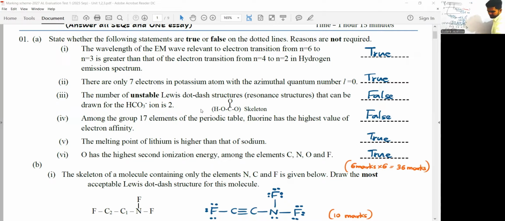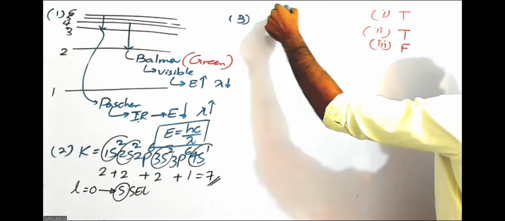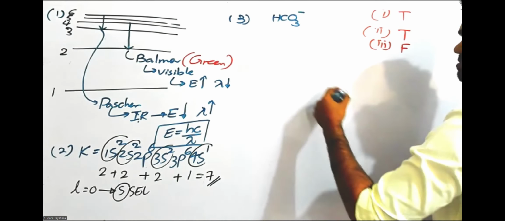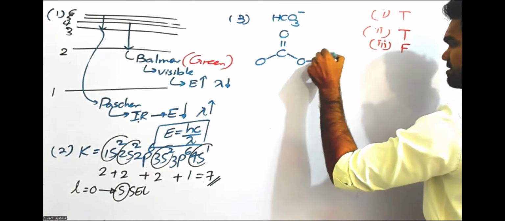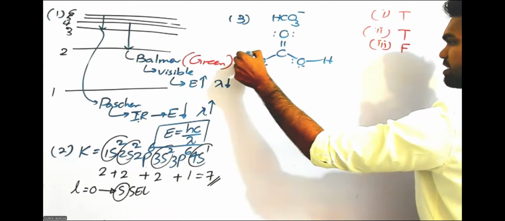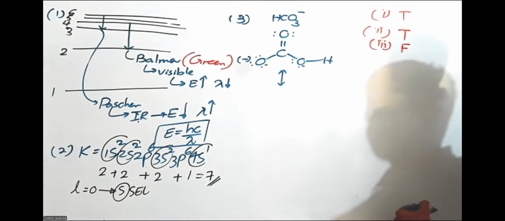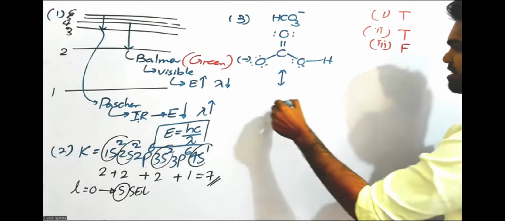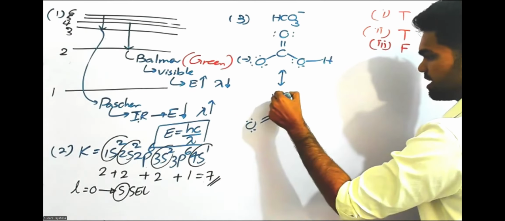Unstable Lewis structures. We have to draw the Lewis structures or the resonance structures of the bicarbonate, HCO3 minus. So I gave you the skeleton there. Without the skeleton, it is difficult for you to do this now. And we know when we draw the resonance structures, simply we can change the location of the pi bond like this.